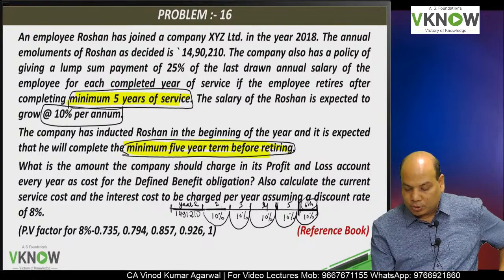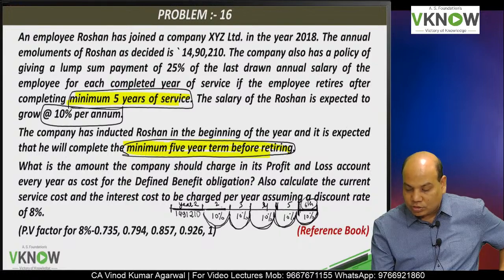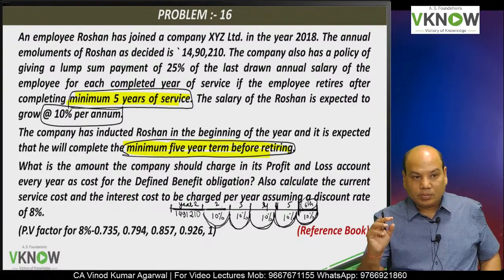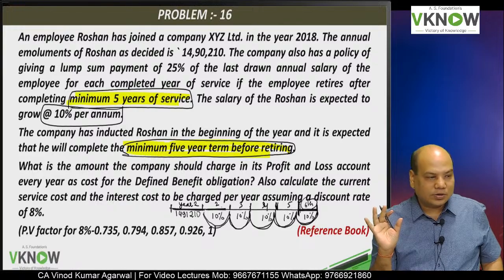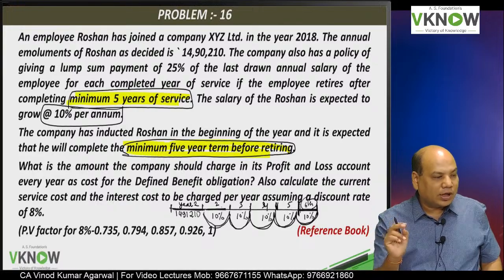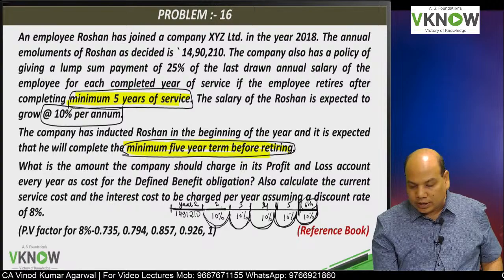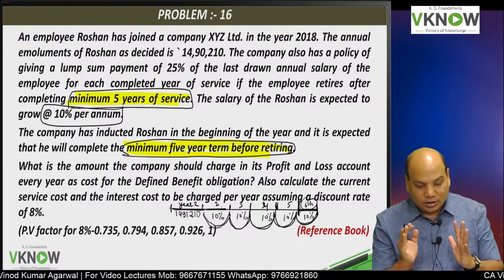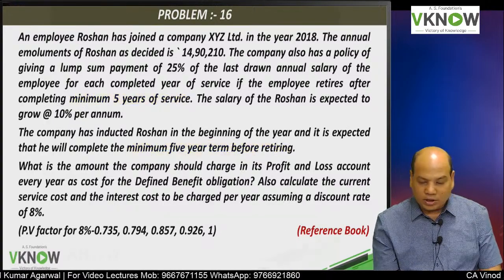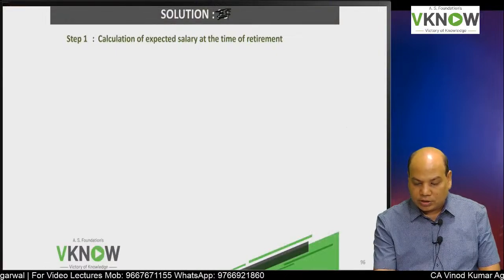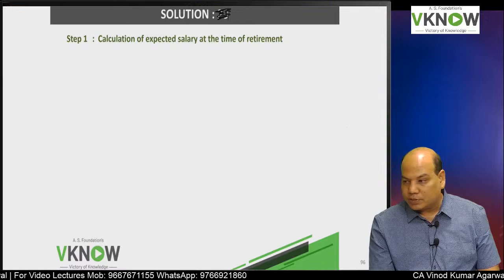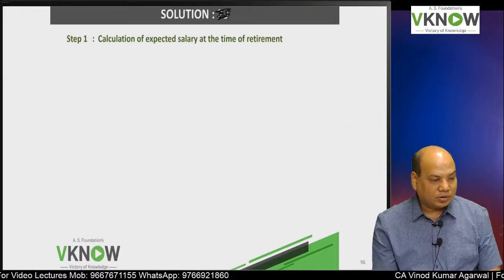So this time the problem requires you to calculate the last drawn salary by appreciating it for 5 years, not 4 years like the previous 2 problems. That is the only difference between question number 16 and number 15. Okay, so now the student will write the calculation of expected salary at the time of retirement.